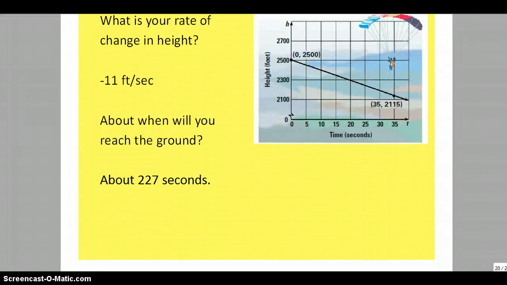Okay, so when you checked that, did you get that the rate of change was falling 11 feet per second? And then you could also use that information to calculate when you would reach the ground. They would reach the ground about 227 seconds after they jumped.